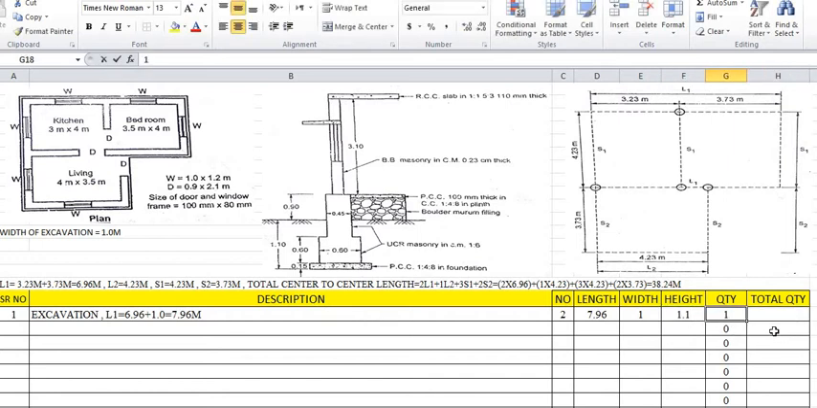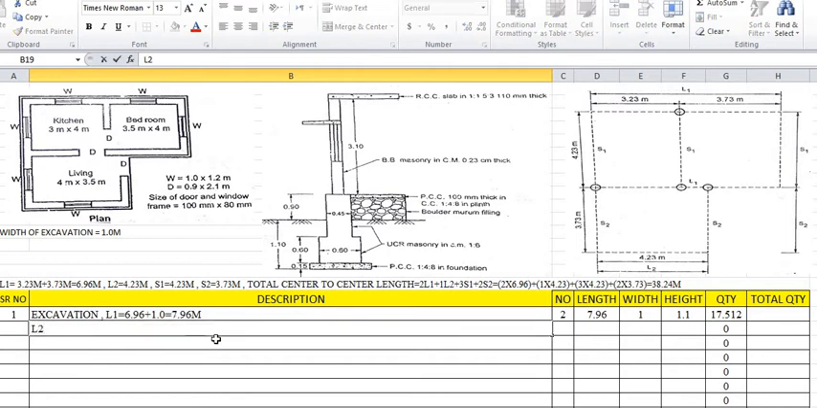So here we will find out the quantities. We have to just multiply these quantities. 2 is the number of long walls, so 2 multiplied by length 7.96, multiplied by width 1 meter, multiplied by height 1.1 meters. That gives 17.512. So this is the total quantity of earthwork in excavations along L1. Same way we will calculate along L2, that is long wall.